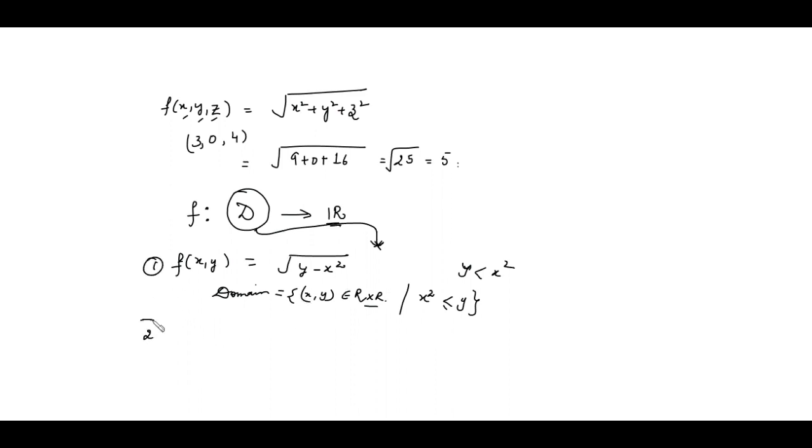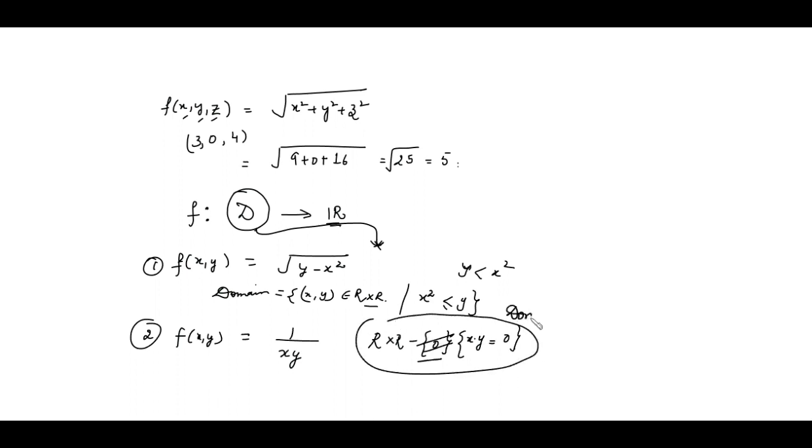Similarly, let's see one more example. Suppose a function of two variables is given to you: 1 over x into y. So what is the domain set here? The domain set is those x, y belonging to the real numbers such that their product is non-zero. So it is R cross R except the values where the product of x and y is 0, right? So this is the domain set.